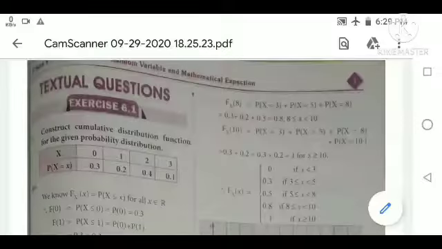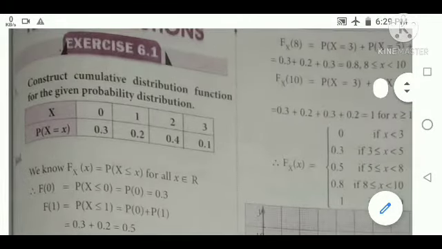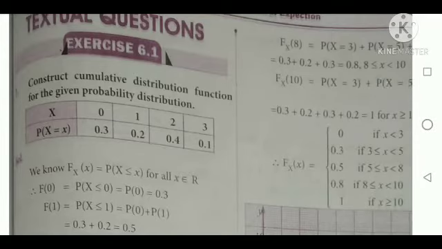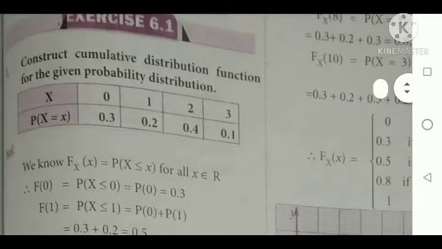Good morning, students. So we finished our monthly test. Now we are going to see exercise 6.2. The first sum is related to exercise 6.1. The first sum is related to constructing the cumulative distribution function for the given probability distribution.